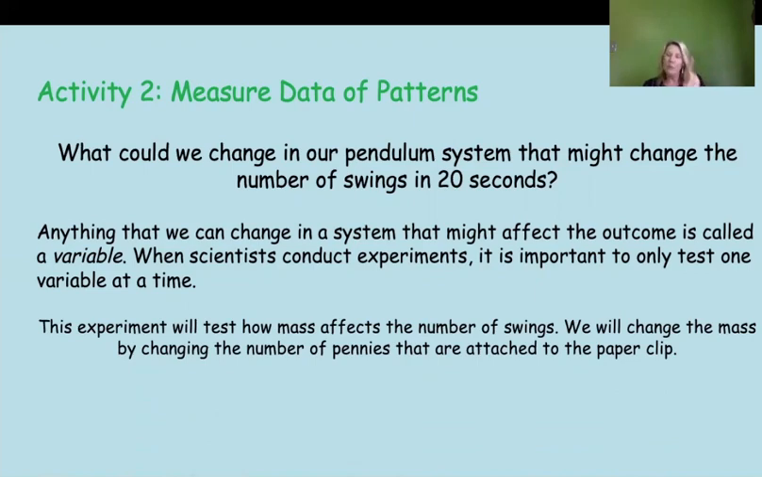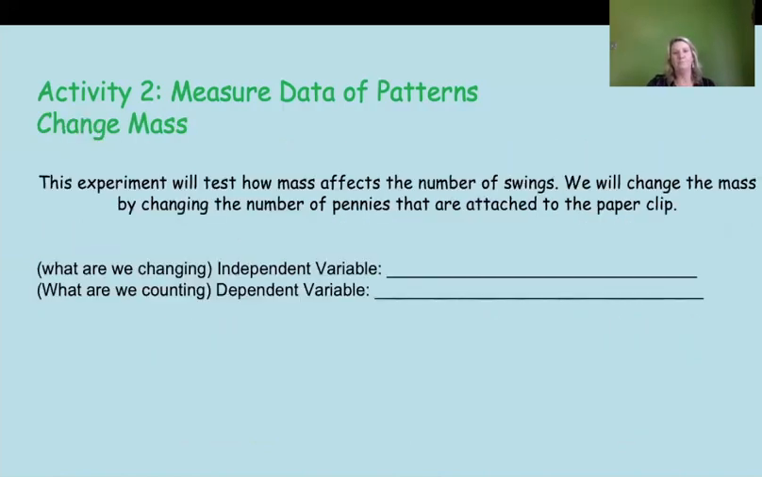Now we've already done 1 penny, and we've already done the mean for that. So we can fill in, oh, there's one more thing we need to do before we do that. So this experiment will test how mass affects the number of swings. We will change the mass by changing the number of pennies that are attached to the paper clip. So the independent variable is what we are changing. What are we changing? The dependent variable is what we are counting. What are we counting and looking for and filling in our table?